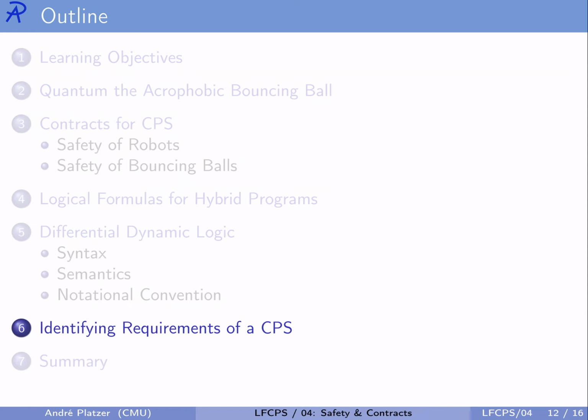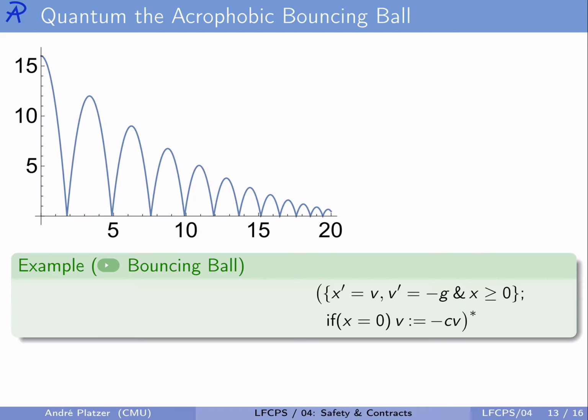Good. Now that we have a precise language of differential dynamic logic for describing hybrid systems and the expectations we have for them rigorously, let's use some lessons from the hybrid systems example of the bouncing ball to learn how to properly identify requirements of cyberphysical systems.